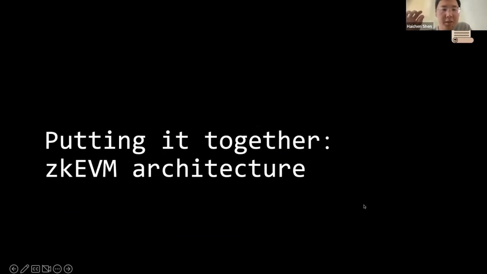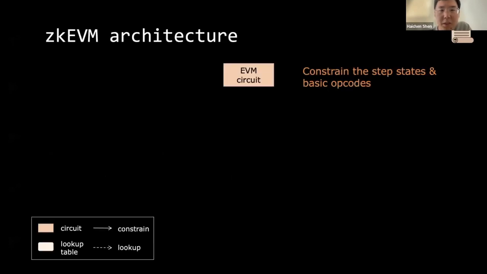Let's say we put in all of the things we mentioned previously, putting all of them together, and then I'll show you what's the zkEVM architecture we have from our side. So first of all, in the beginning we have the EVM circuit as I described previously.